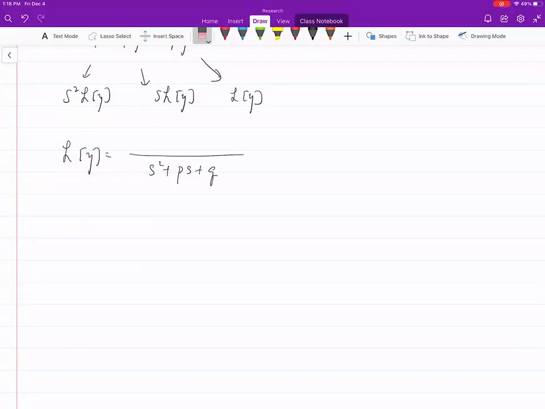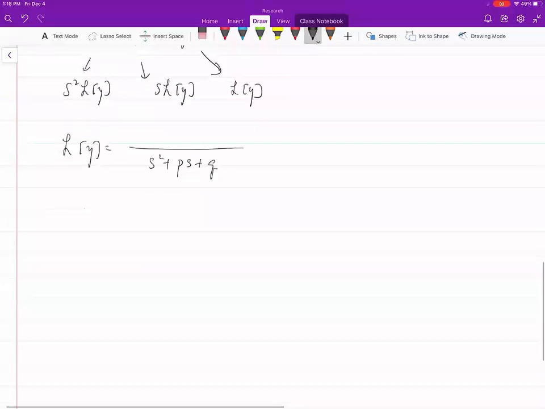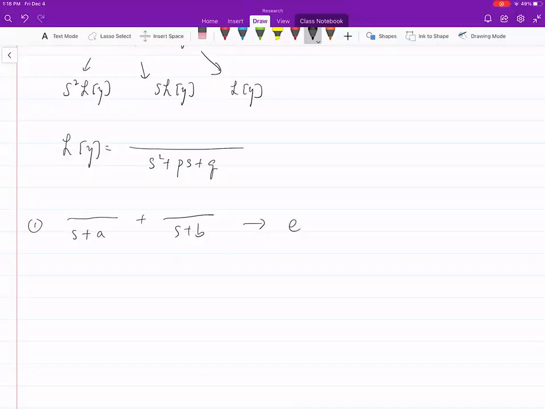For which we'll have three possibilities. Number one, this one can be factored into this. This gives you exponentials. If you think about it, this corresponds to two real solutions, negative a and negative b.